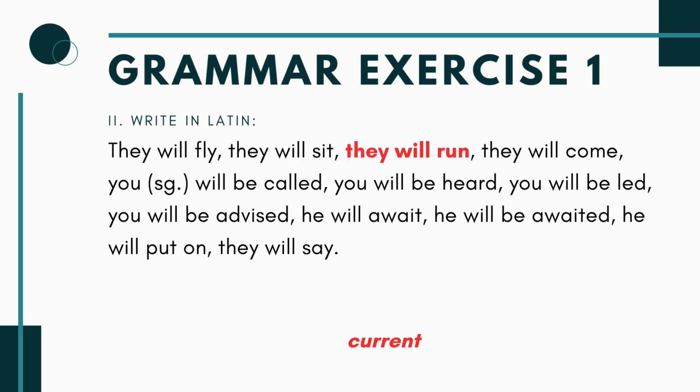Next, you have they will run. This is currere, right? A third conjugation verb. So it's going to be current with an E, right? ENT is what's making it future tense here. And these are all active voice verbs so far. Next, you have they will come. Venio, venire. You make it venient. The ENT makes it future.